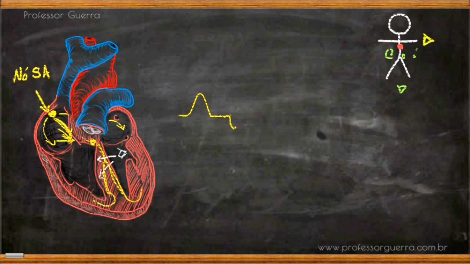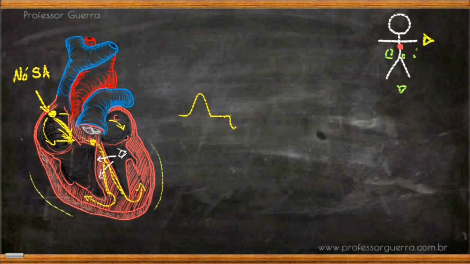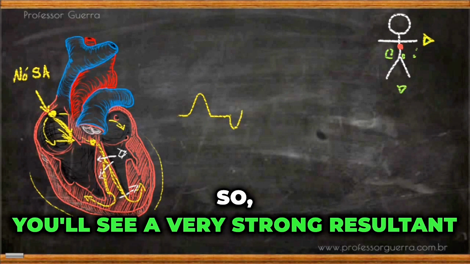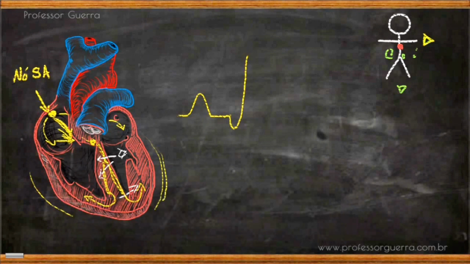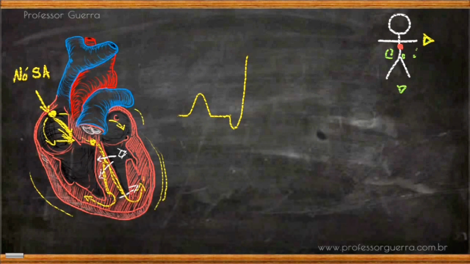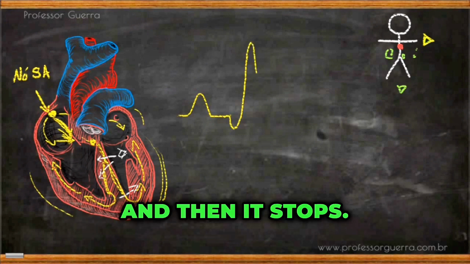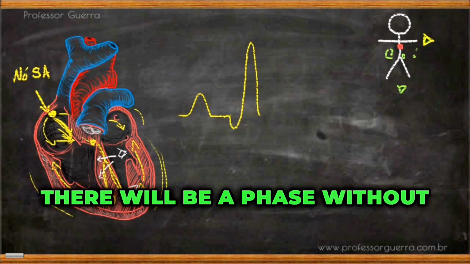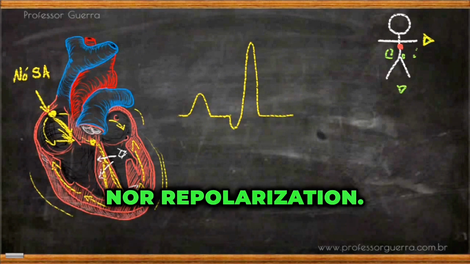region here. Since this side of the heart is much larger than this side here, the resultant vector will be towards this side. So you'll see a very strong resultant because there's much more muscle in the ventricle than in the atrium. Therefore, the intensity will be very high, and you'll see the final depolarization of the ventricular muscle. So this pattern will continue to rise here, and then it stops. There will be a phase without any polarization, neither depolarization nor repolarization.